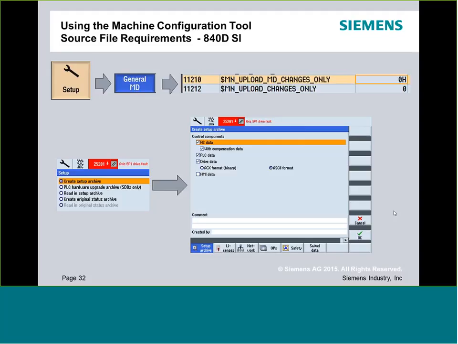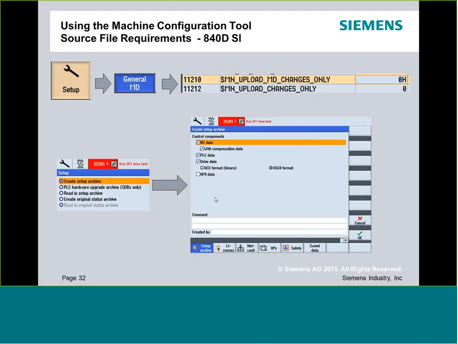If you guys have never built archives, I would suggest taking a look at the preventative maintenance webinar that Danny Vitullo did. He did a great job on a lot of this stuff, and specifically he talked about building archives in detail. But here, you want to make sure when you're building it that you pick NC, PLC, and drive. With or without comp isn't as critical.